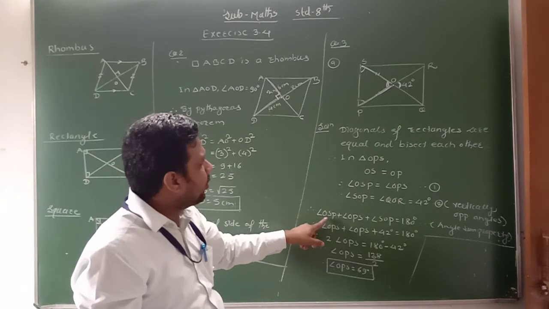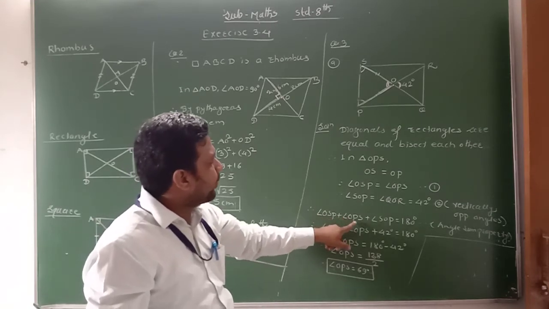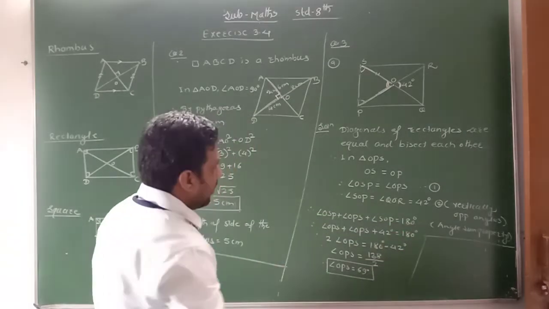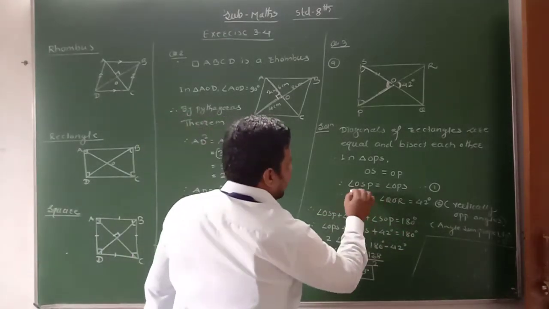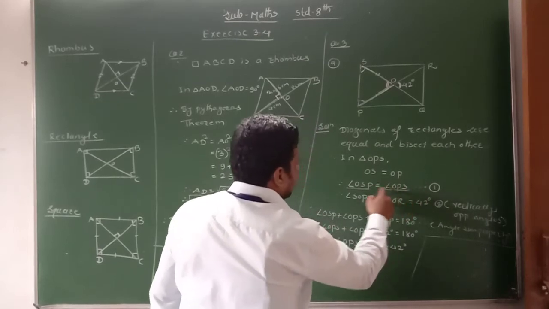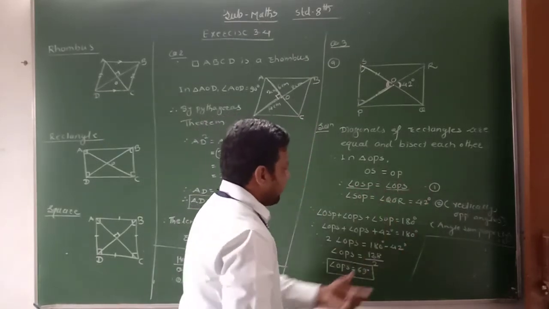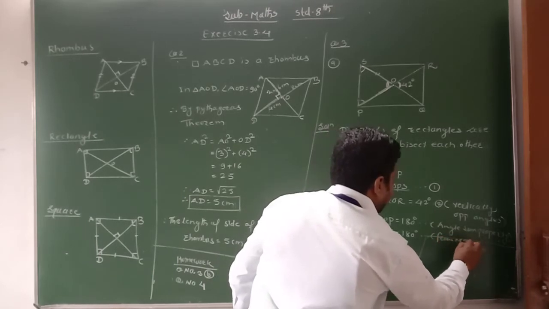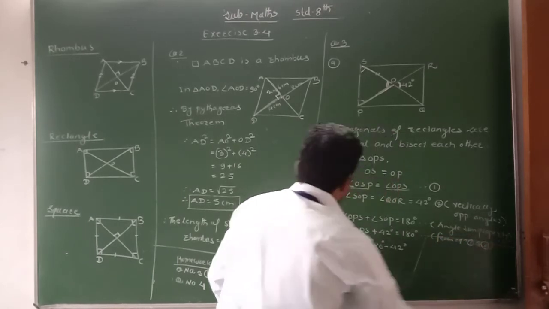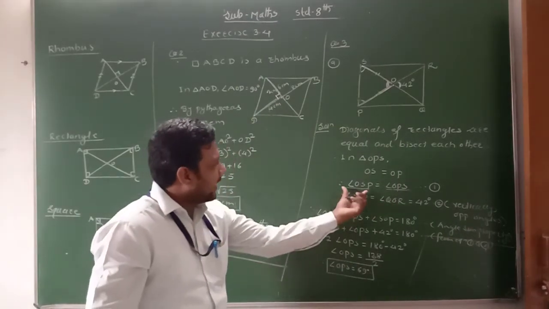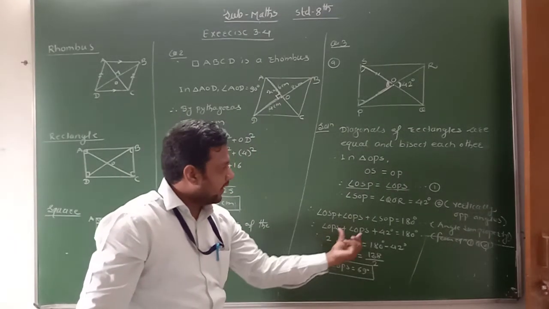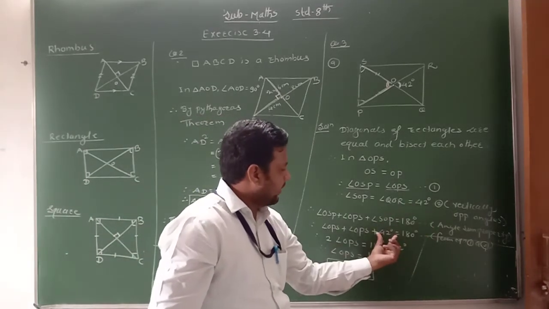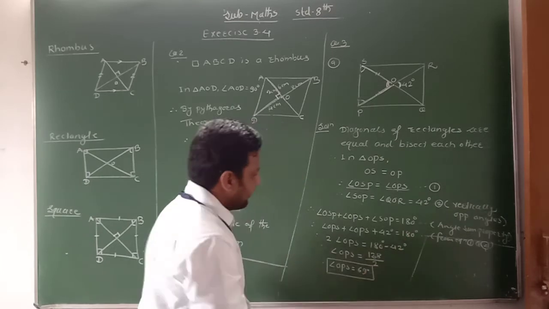Therefore I write angle OSP plus angle OPS plus angle SOP is equal to 180 degree. Now OPS and OSP, these two are equal from equation 1. You can write from equation 1 and 2. Therefore OSP, here I write angle OPS. OPS as it is here. SOP here we find out 42 degree is equal to 180 degree.